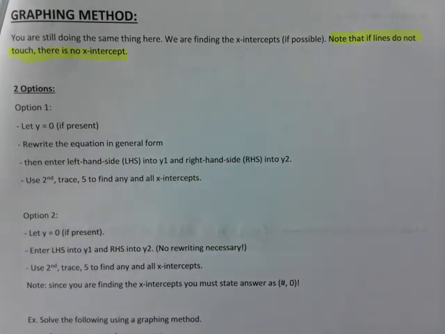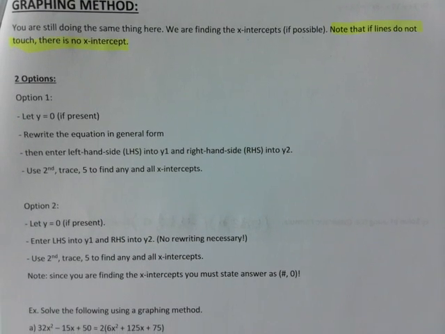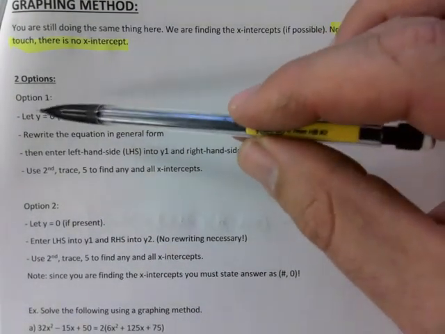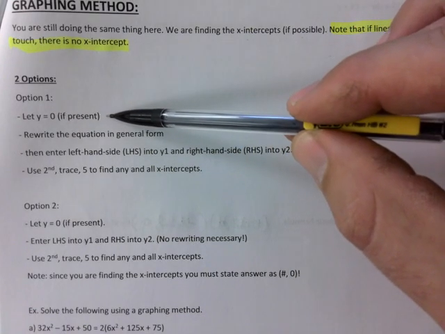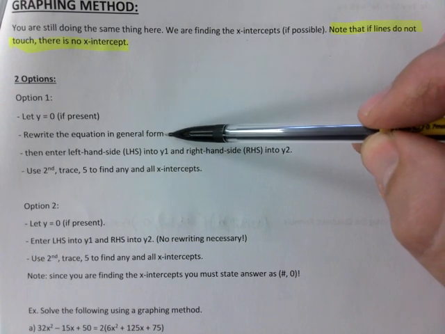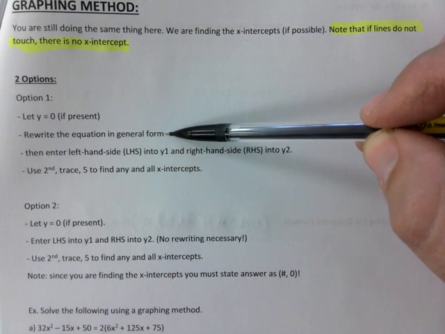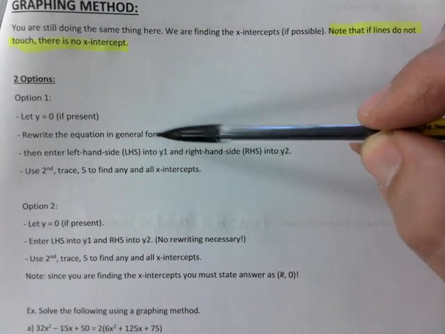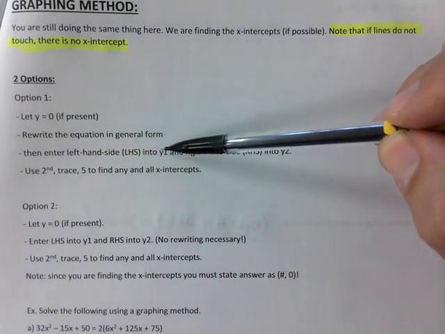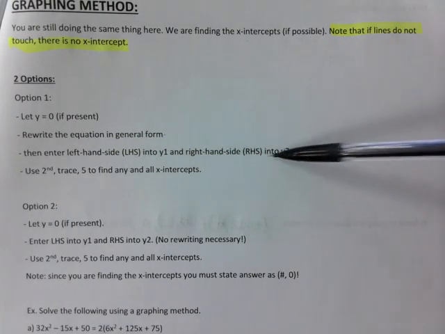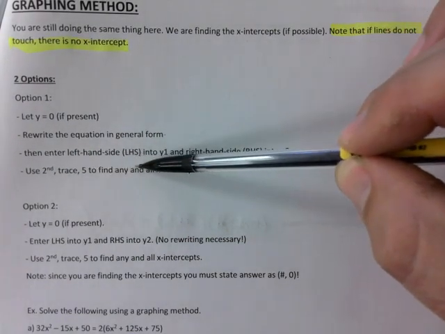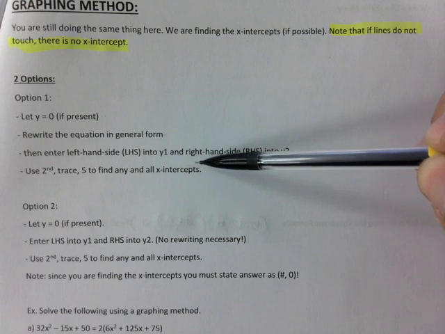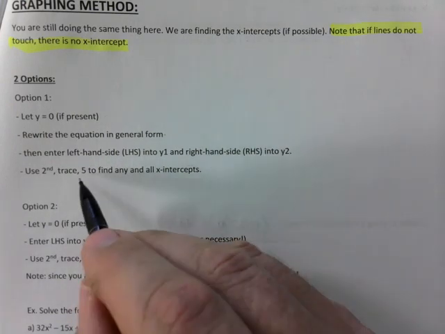So two options. This is on page 22. Option 1, you let y equals 0 as before, nothing changes. Rewrite the equation into general form, nothing changes. You did this for the quadratic formula as well. And then we enter the left-hand side into y1, the right-hand side into y2, and then we use second trace 5 to find any and all x-intercepts. Okay. This is intersect, right?